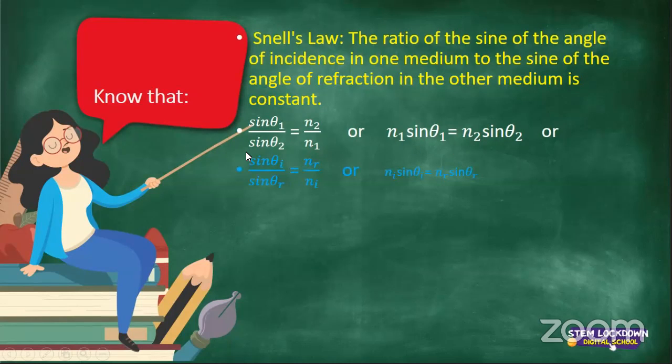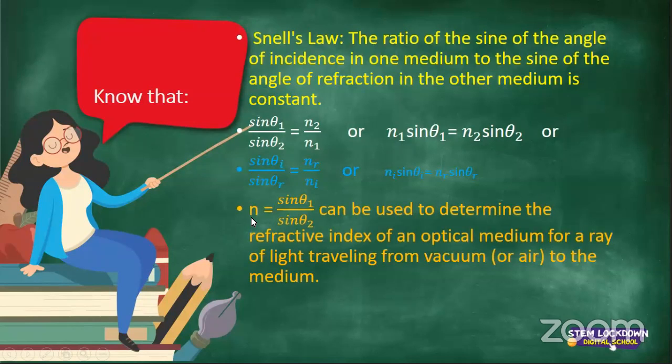Right, it can be expressed or written as follows. So the subscript 1 means the angle of incidence, or it means the refractive index of the first material. So it can also be written as follows. Right, so we have said that the refractive index can be calculated as the sine of the angle of incidence over the sine of the angle of refraction. This equation can be used to determine the refractive index of an optical medium for a light ray traveling from vacuum or from air into the medium.